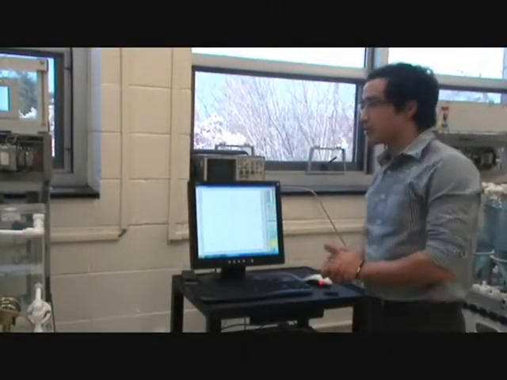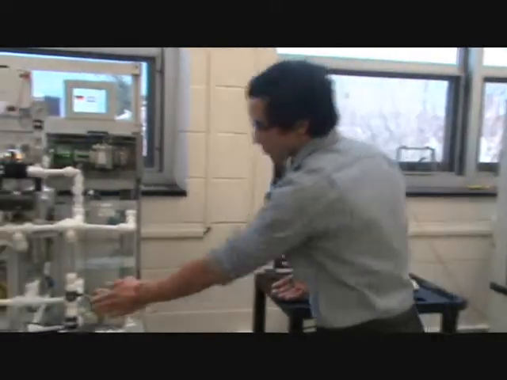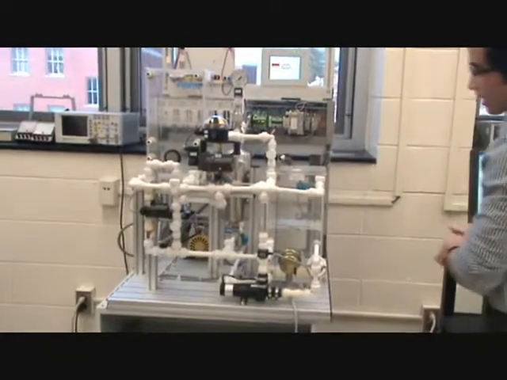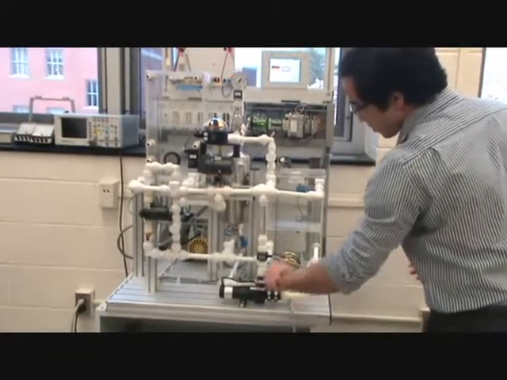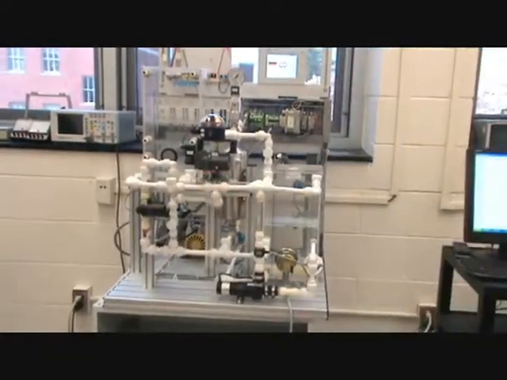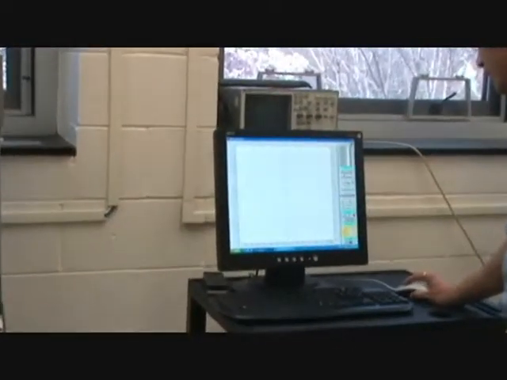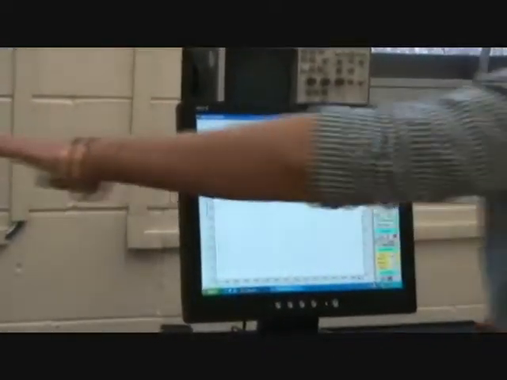The first thing I'm going to show is how to operate this pump. This pump is going to pump the water from the lower tank to the upper tank. This is the path of the water flow. The first thing I'm going to do is turn the pump on, after setting up the path. I start, and you can see this.